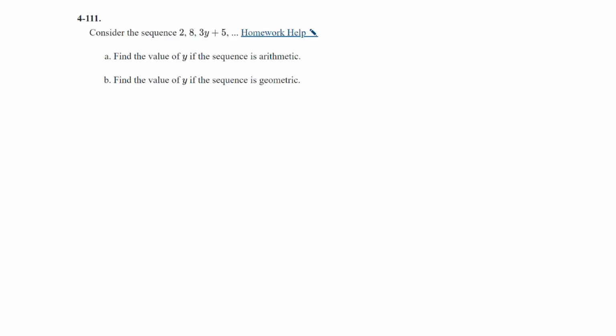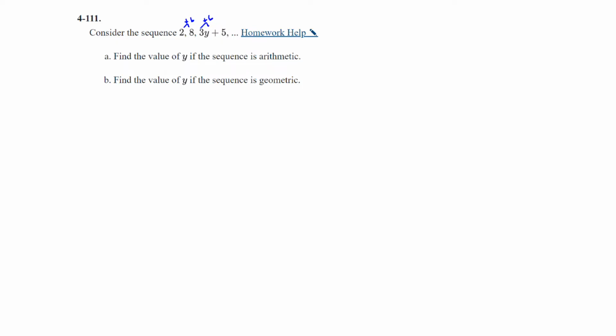Question 111. Consider the sequence 2, 8, 3y plus 5. Find the value of y if the sequence is arithmetic, and then find the value of y if it's geometric. Since we don't know what the third term is, we don't know if it's arithmetic or geometric anyways, but if it is arithmetic, then we would have to add 6, which means we would have to add 6 here to get the next one.